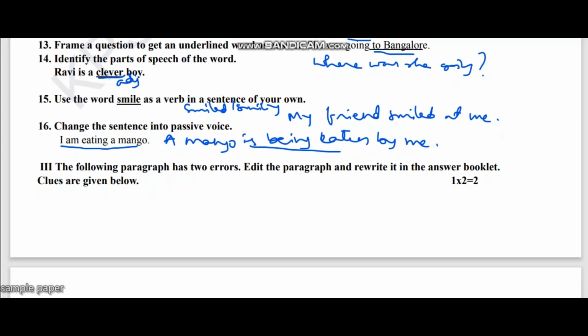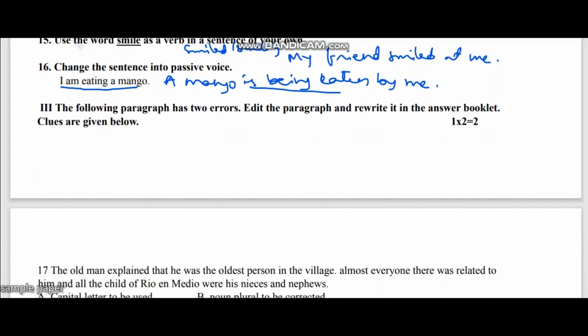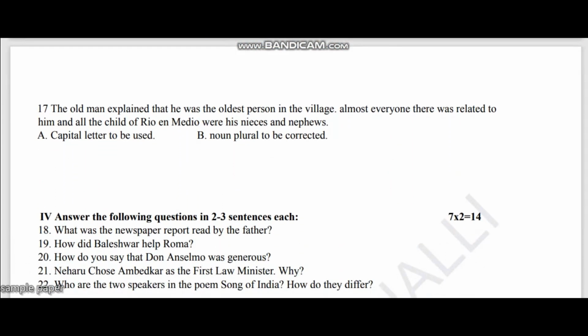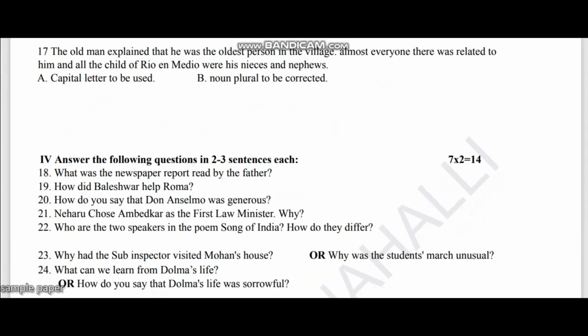Roman number 3, the following paragraph has 2 errors. Edit the paragraph and rewrite it in the answer booklet. Clues are given below. The old man explained that he was the oldest person in the village. Almost everyone there was related to him, and all the child of Rio and Medio were his nieces and nephews. Capital letter to be used, noun plural to be used. Capital letter is here in the second sentence, the beginning word almost. A should be capital letter. And the plural form of the word child is children.